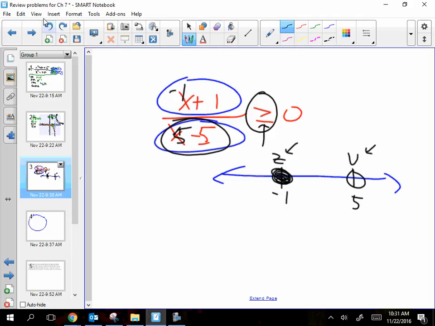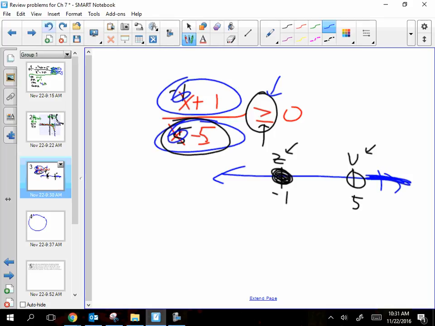Okay, next is testing regions. If I test a number bigger than 5, like 6, and I stick it in here and I see what happens, I'll have 7 over 1, which is 7. And that's positive. Some teachers don't even get the actual answer. They'll just say a positive over a positive makes it positive. And the positives are bigger than 0, so it works. That's a good way to do it too. You don't need to get the exact number. I made the function easy enough that you can get the exact number pretty easy.